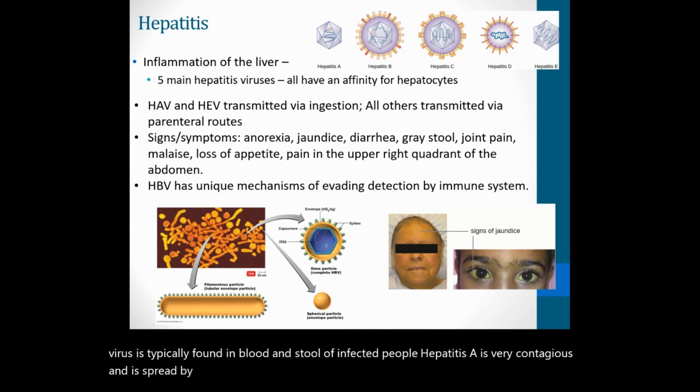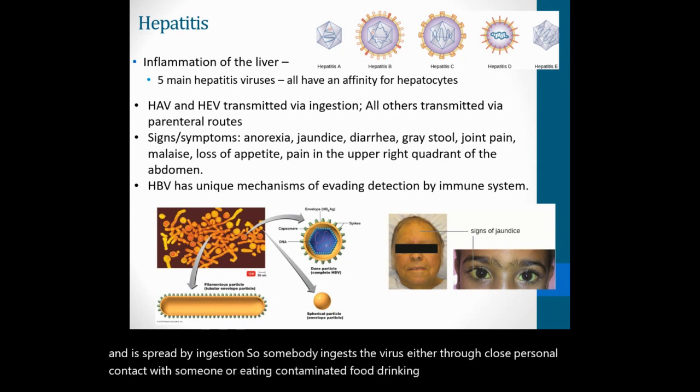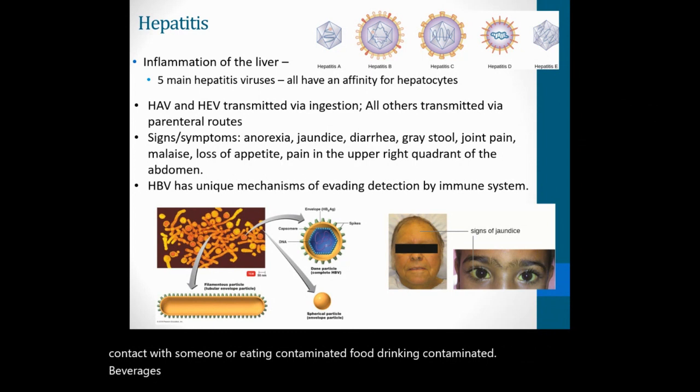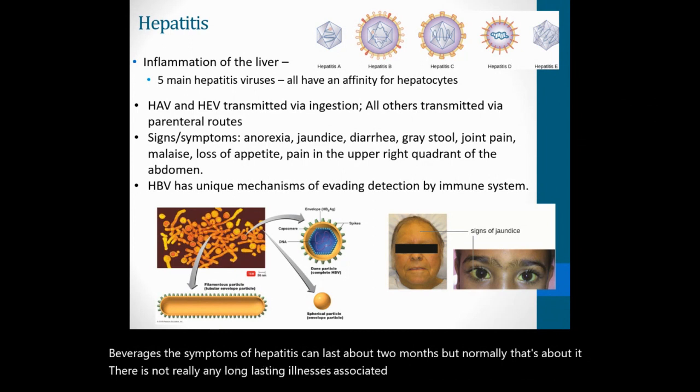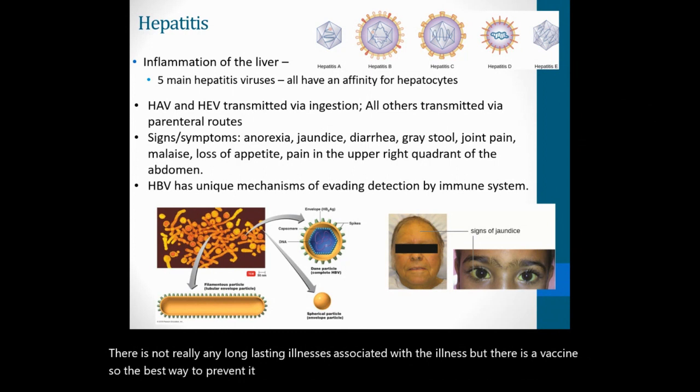Okay, so if somebody ingests the virus either through close personal contact with someone or eating contaminated food, drinking contaminated beverages, the symptoms of hepatitis can last about 2 months, but normally that's about it. There's not really any long-lasting illnesses associated with the illness, but there is a vaccine. So the best way to prevent it is to get vaccinated.